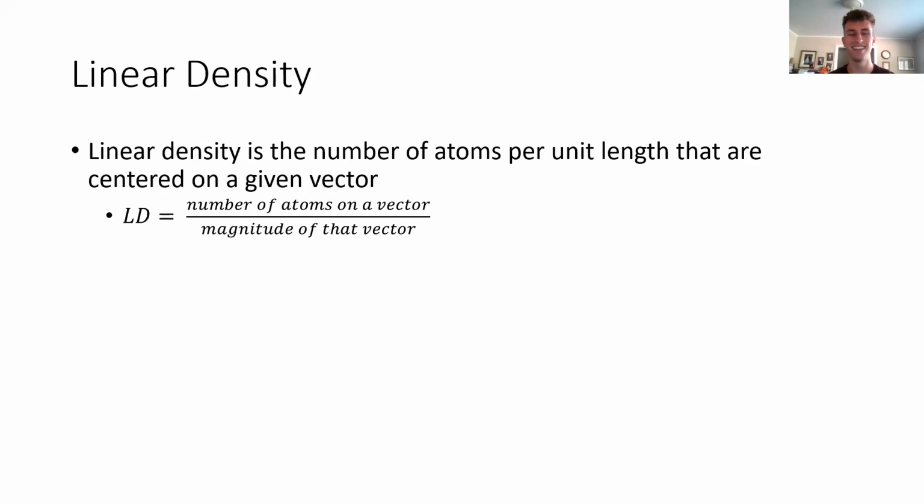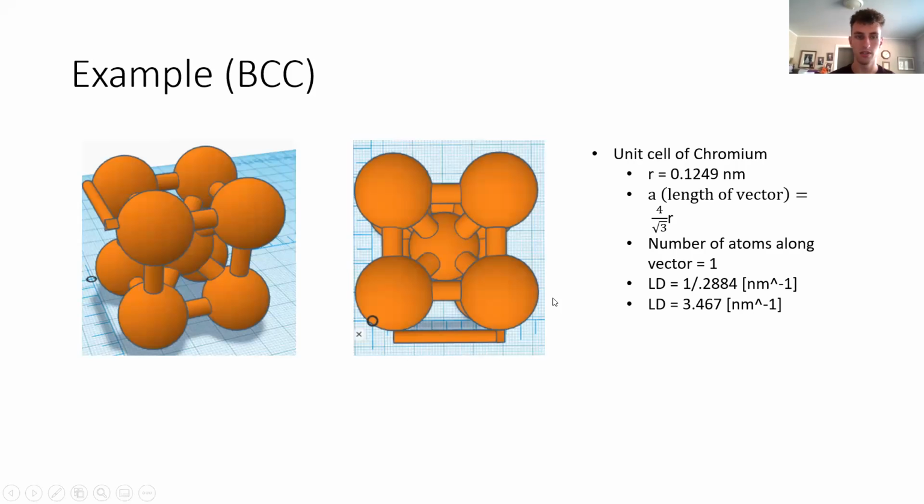What is linear density? It is the number of atoms per unit length that are centered on a given vector. So we have to remember that the atoms have to be centered on the unit vector. It's very important. So here's the formula right here: number of atoms divided by the magnitude of the vector. Okay? So let's look at an example.